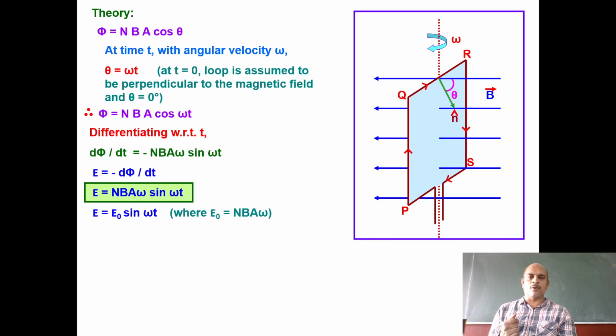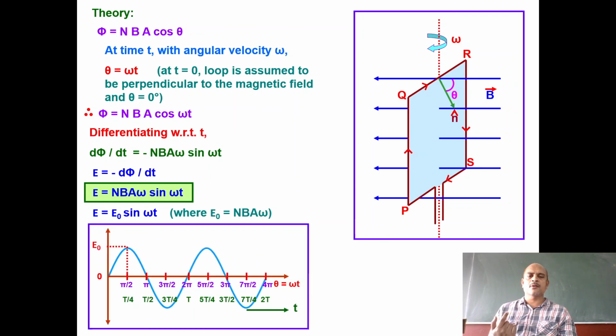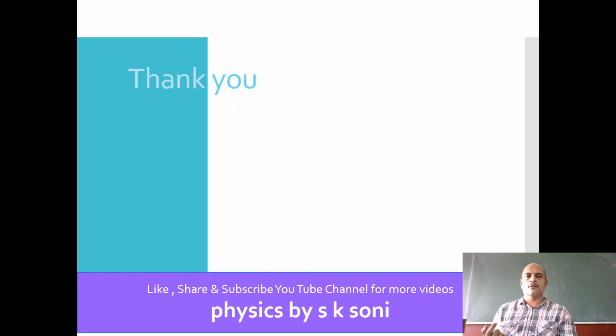The derivative of cos omega t is minus sin omega t, sorry, the minus will be coming out from that. E is equal to NBA omega sin omega t. Here NBA omega is equal to E naught. So E is equal to E naught sin omega t. This is the output from the AC generator. A sine wave is a periodic wave which gives current that is half the time positive, half the time negative. Thank you.